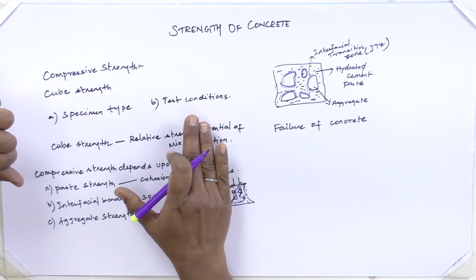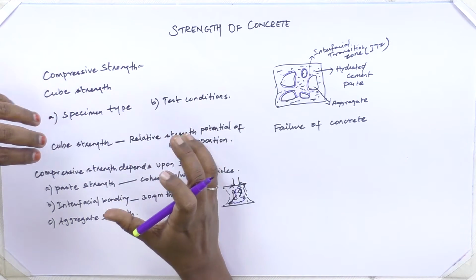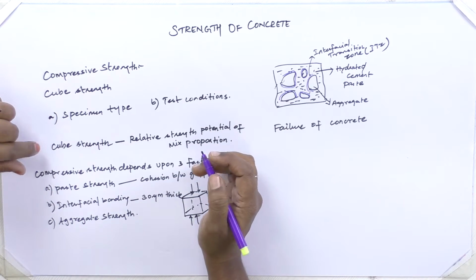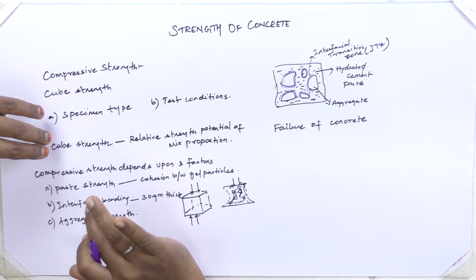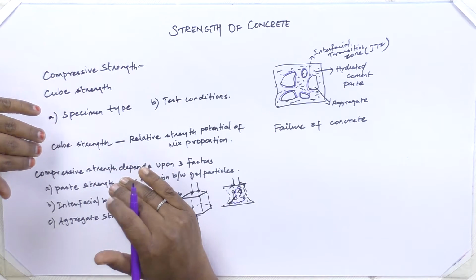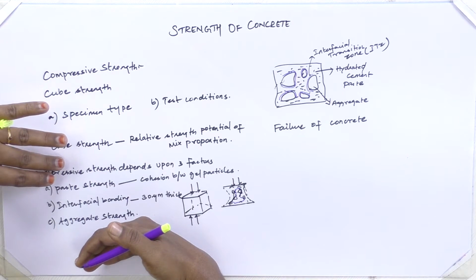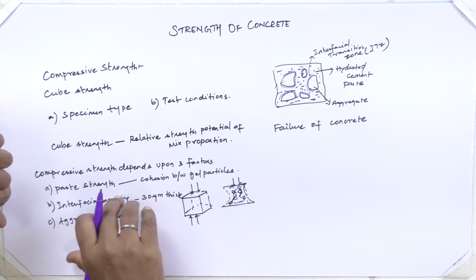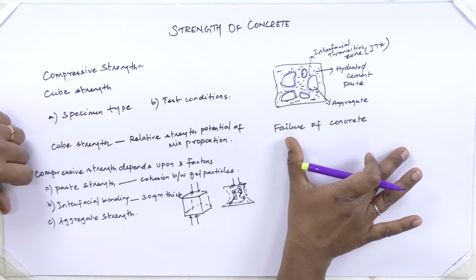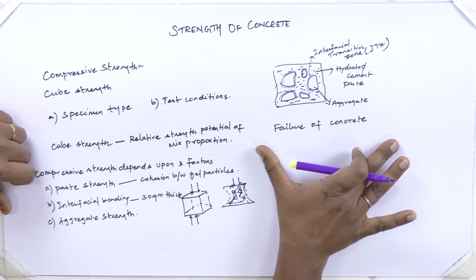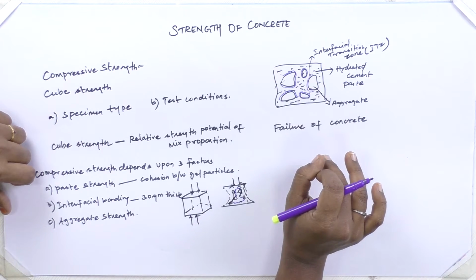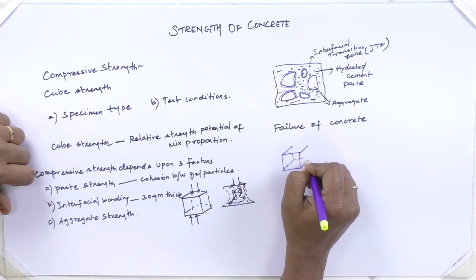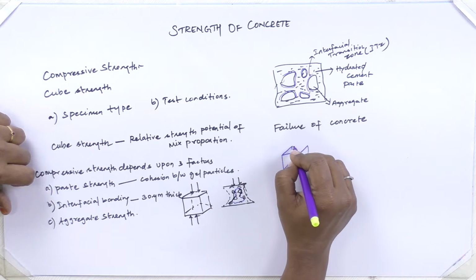Till now we have discussed how the strength for a structural design is calculated. That is calculated by means of cube strength, and that strength value depends upon these three main factors. Now, how does a failure of concrete take place when a load is applied? Assuming it to be my cube.